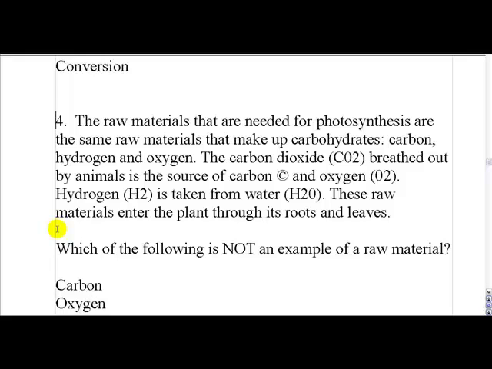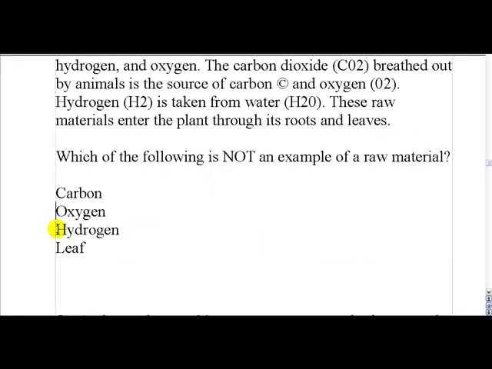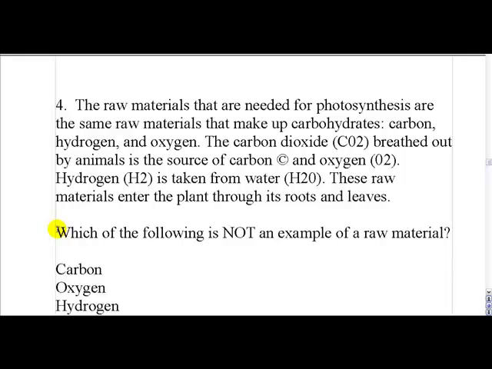Number 4. The raw materials that are needed for photosynthesis are the same raw materials that make up carbohydrates: carbon, hydrogen, and oxygen. The carbon dioxide breathed out by animals is a source of carbon and oxygen. Hydrogen is taken from water, and these raw materials enter the plant through its roots and leaves. So here it says, which of the following is not an example of a raw material? So I think you got to go back to where it says the same raw materials that make up carbohydrates.